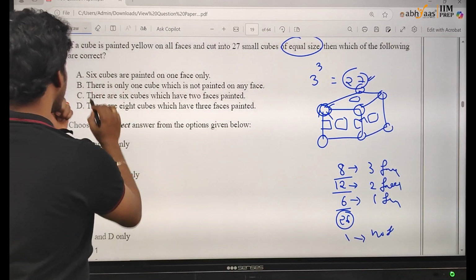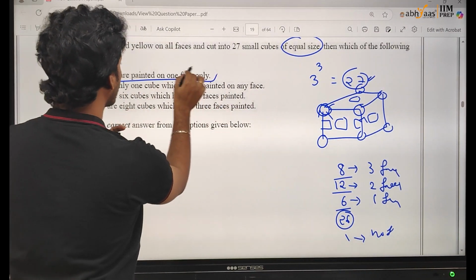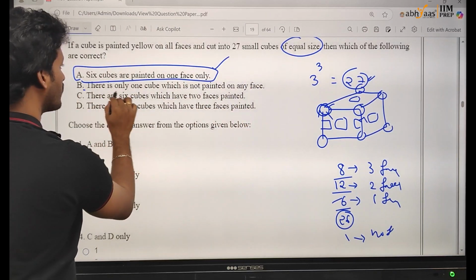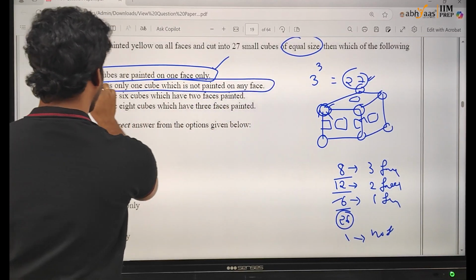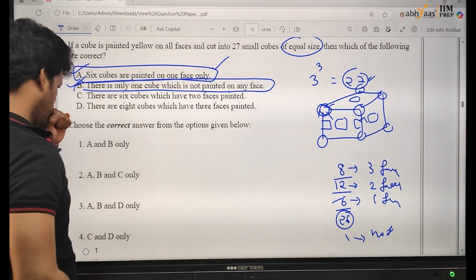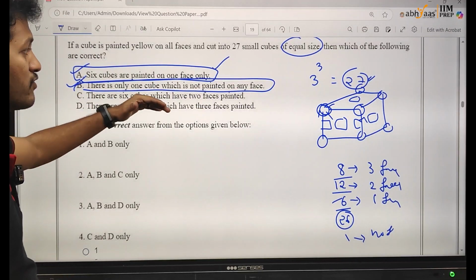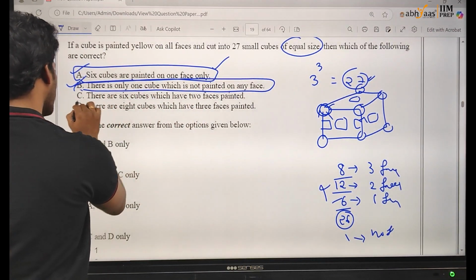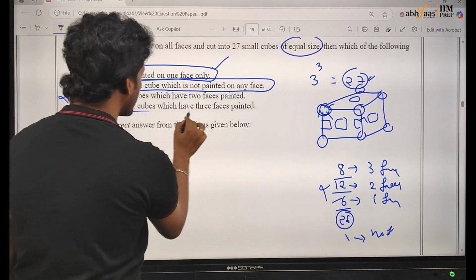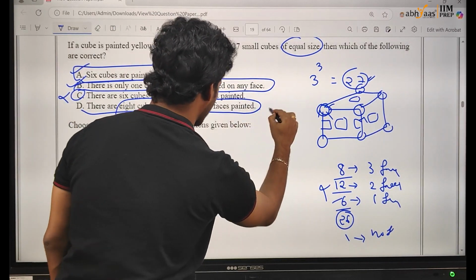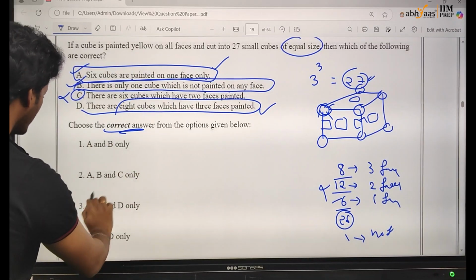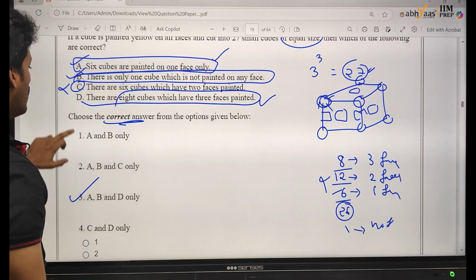Now coming to the options. 6 cubes are painted on 1 face only. That's right. There is only 1 cube which is not painted on any face. Yes, that's also right. There are 6 cubes which have 2 faces painted, which is wrong because it is 12 edges like that. There are 8 cubes which have 3 faces painted because they are corners. Yes, it's right. So choose the correct answer. It will be A, B and D.